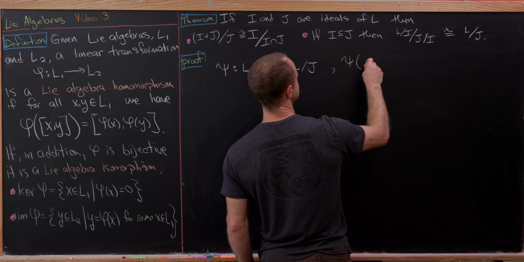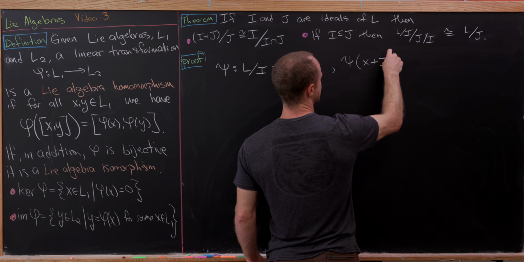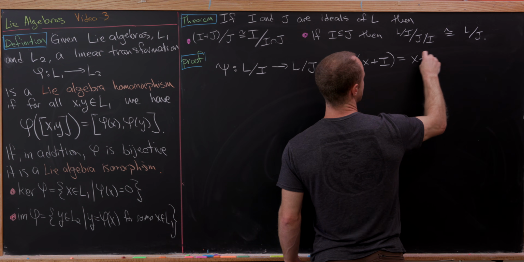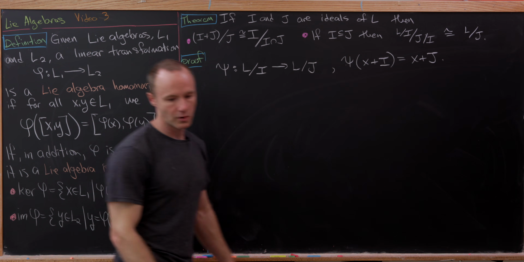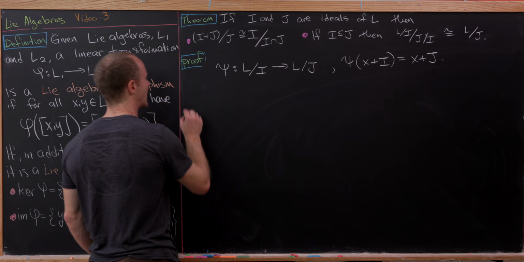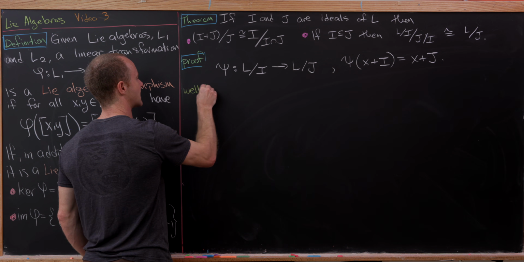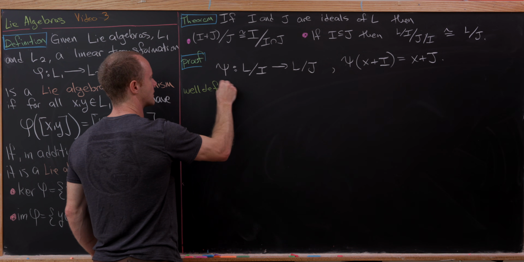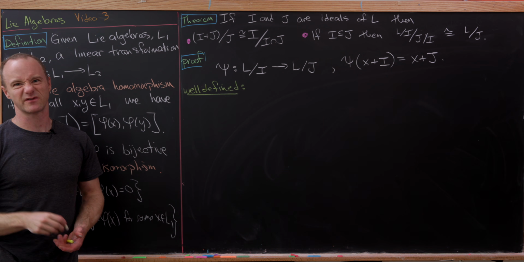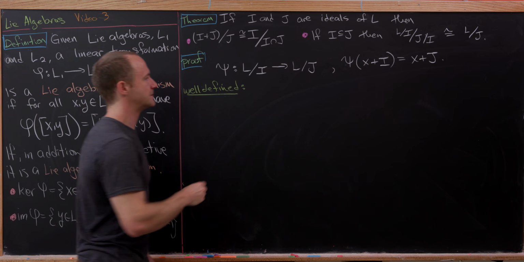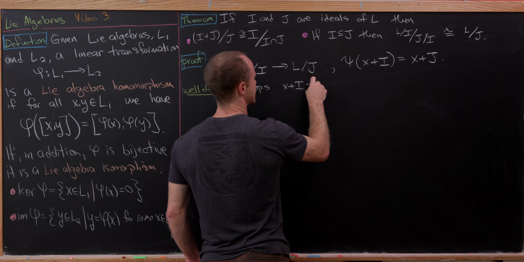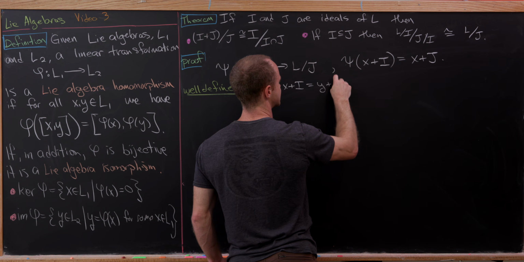Well, psi needs to be defined on a coset, so it takes x plus I to x plus J. Okay, great. And now let's first show that this is well defined, which is something you always have to do whenever you're working inside of a quotient space, because elements can have different names. So let's suppose that x plus I is the same thing as y plus I.